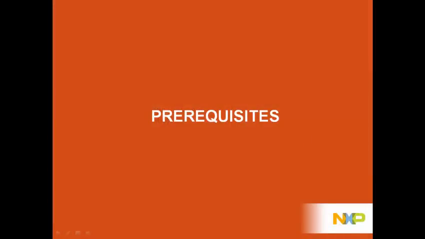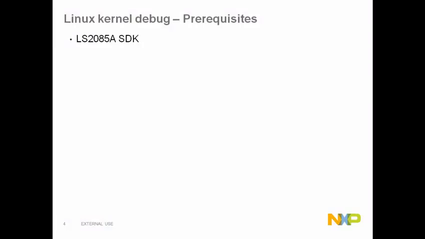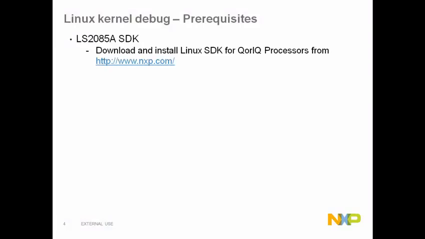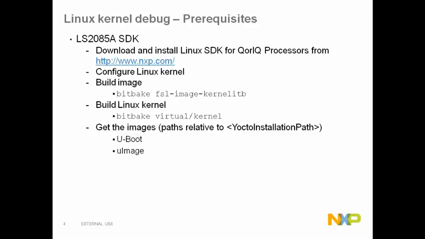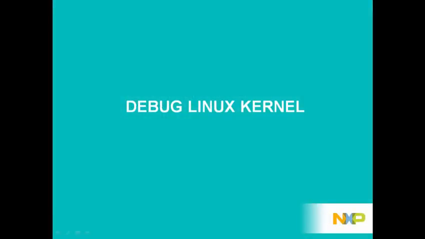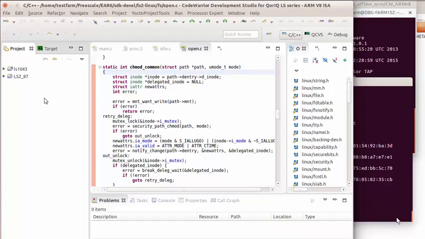Before beginning with the Linux kernel debugging, ensure that you have met the following prerequisites. Download and install SDK EAR5.0, configure the Linux kernel, build the image, build the Linux kernel, and get the images. To debug the Linux kernel, launch the CodeWarrior IDE and create a Linux kernel project by importing the Linux kernel image.